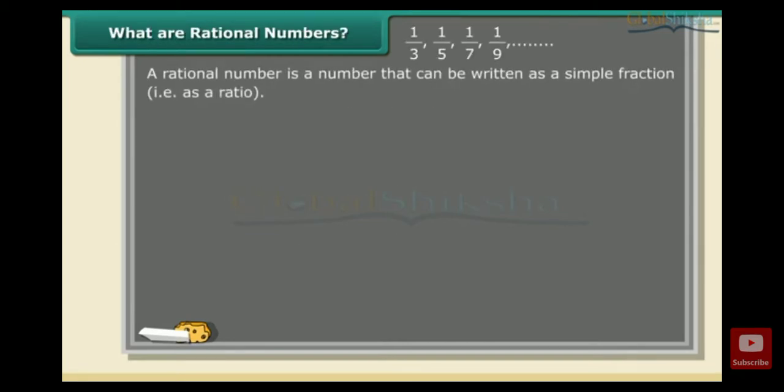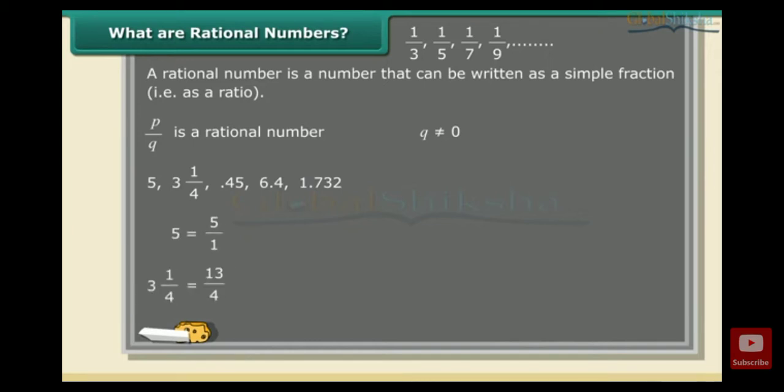A rational number is a number that can be written as a simple fraction, that is, as a ratio. So a rational number looks like this, that is, p upon q. Remember, q cannot be equal to 0. Can you tell which of these numbers are rational? Yes, all of them are rational. So rational numbers are simply the numbers of arithmetic.